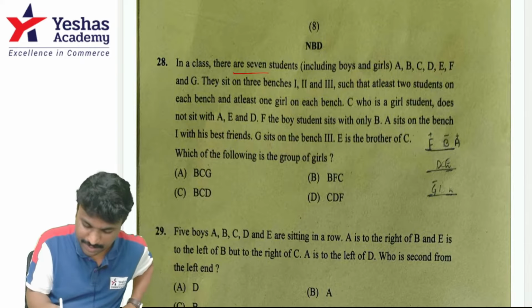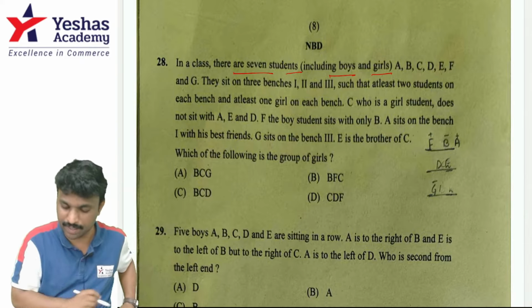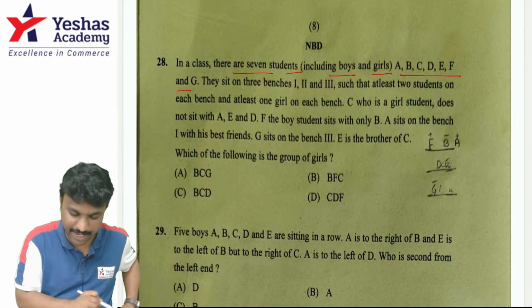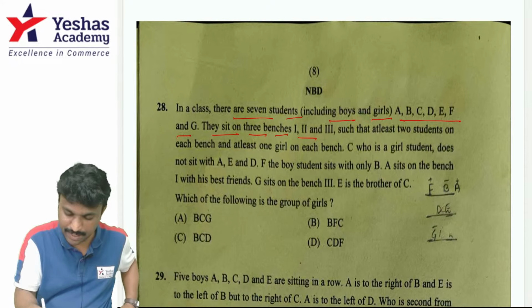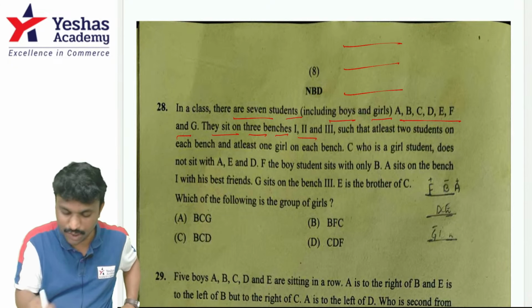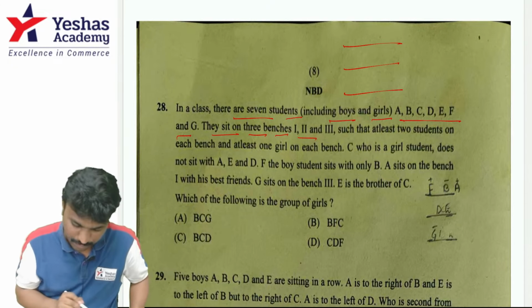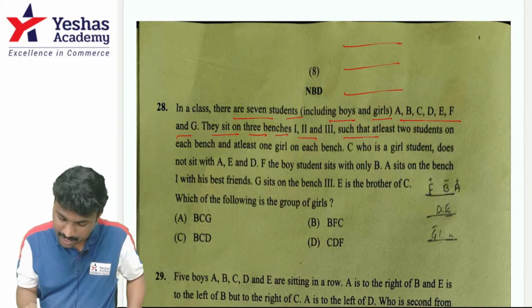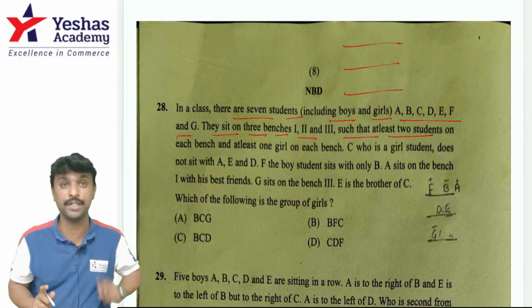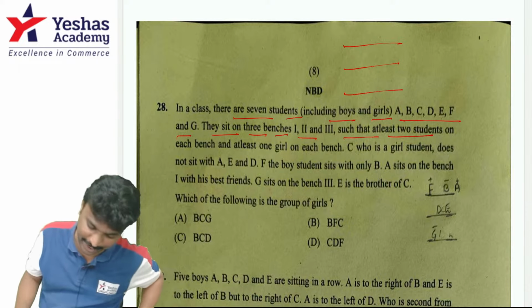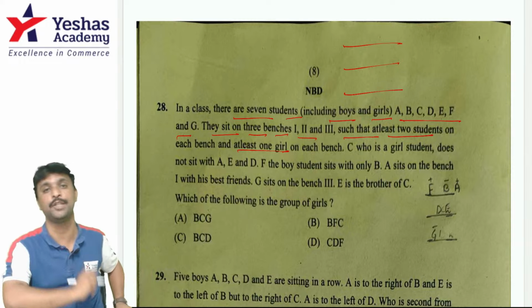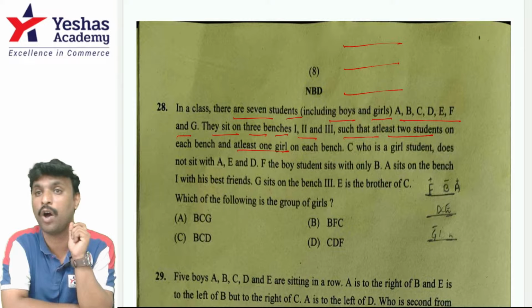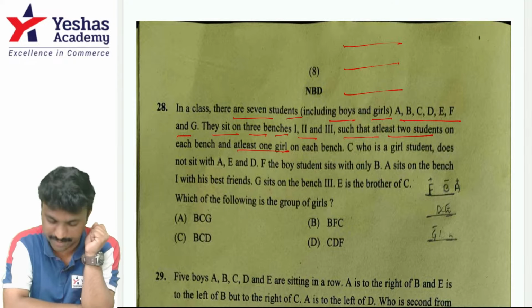In a class, there are 7 students, including boys and girls, A, B, C, D, E, F, and G. They sit on 3 benches, 1, 2, and 3. Now, such that at least 2 students on each bench. There should be a minimum of 2 students in each bench, and at least 1 girl should be on each bench. All right, that's a condition.